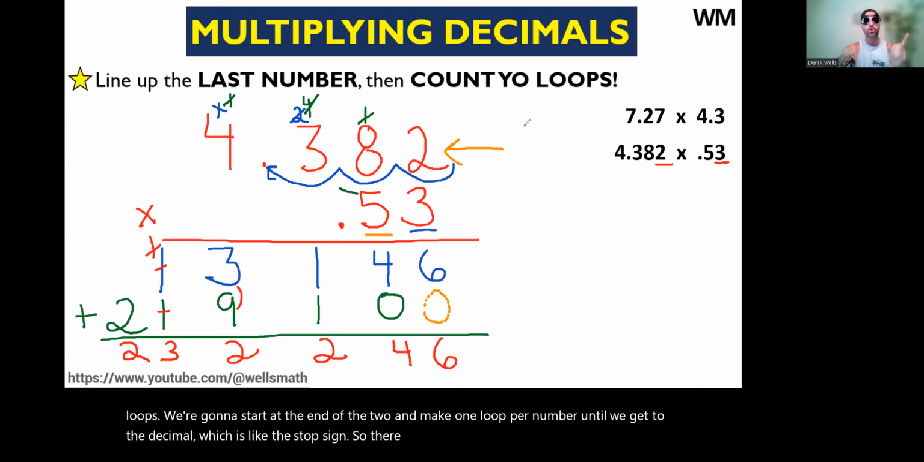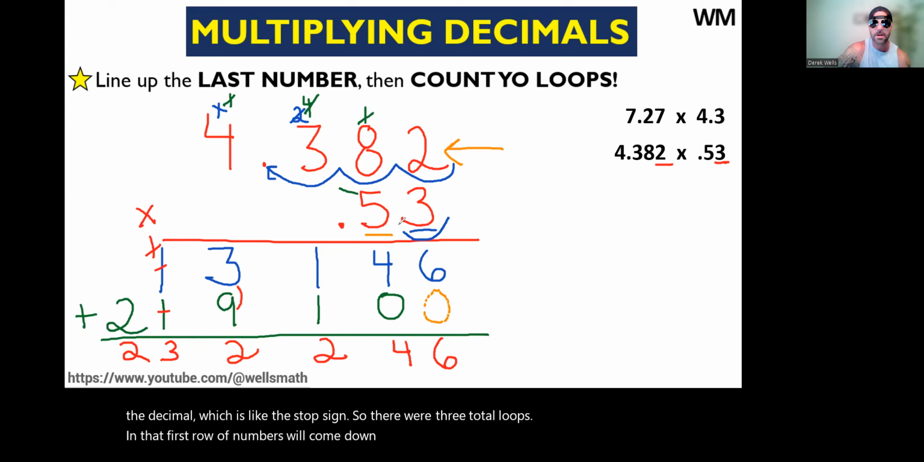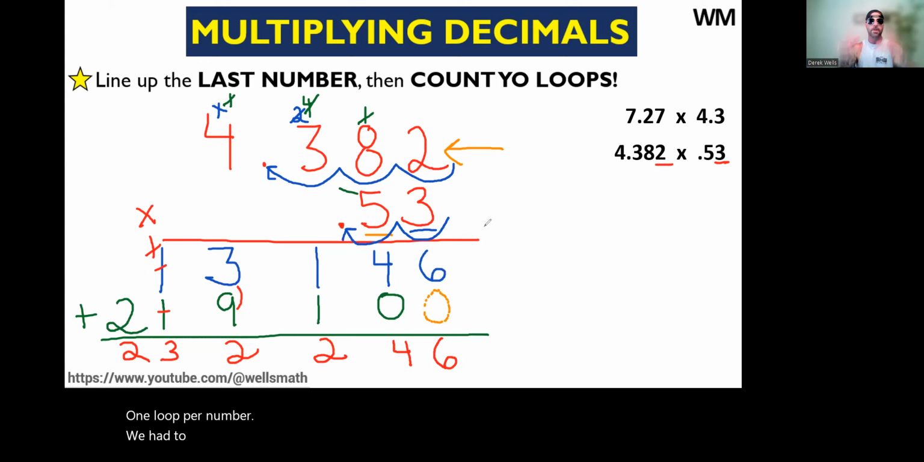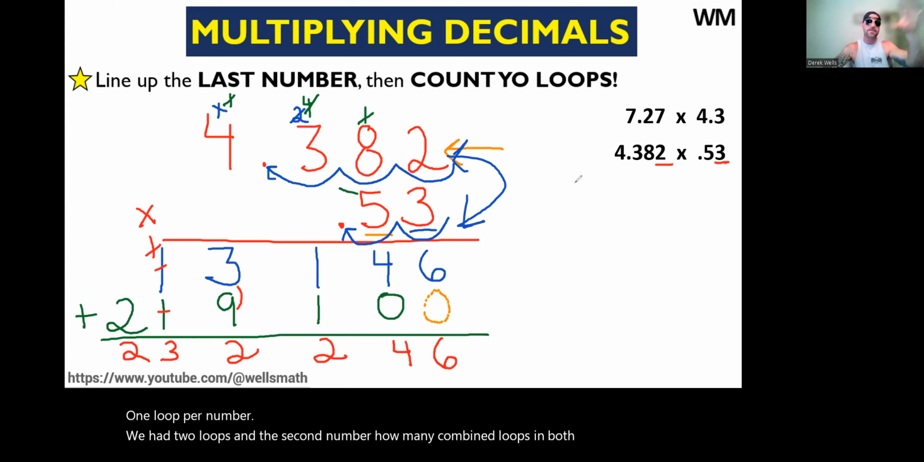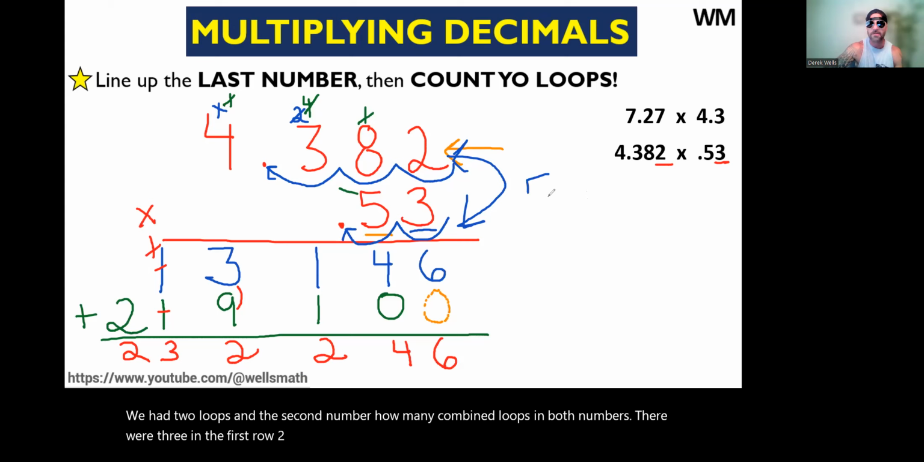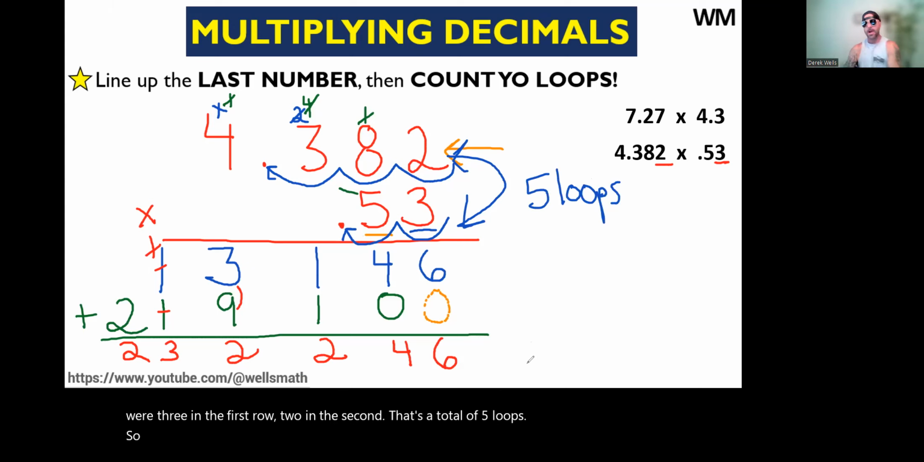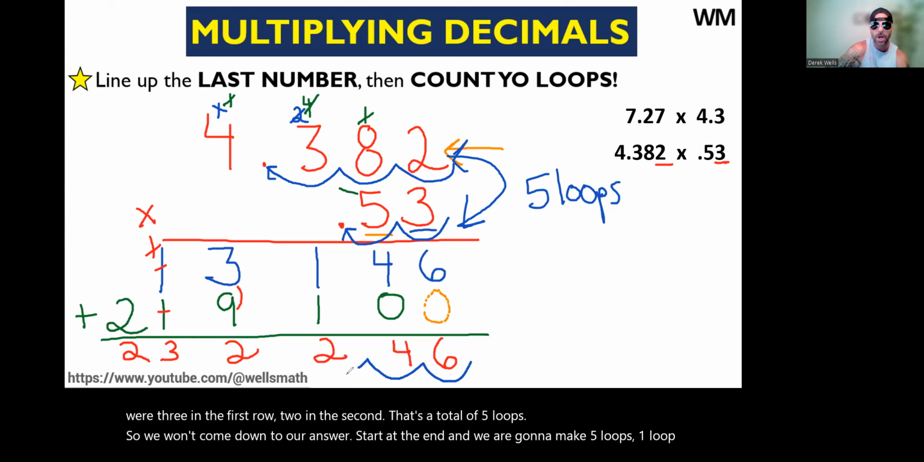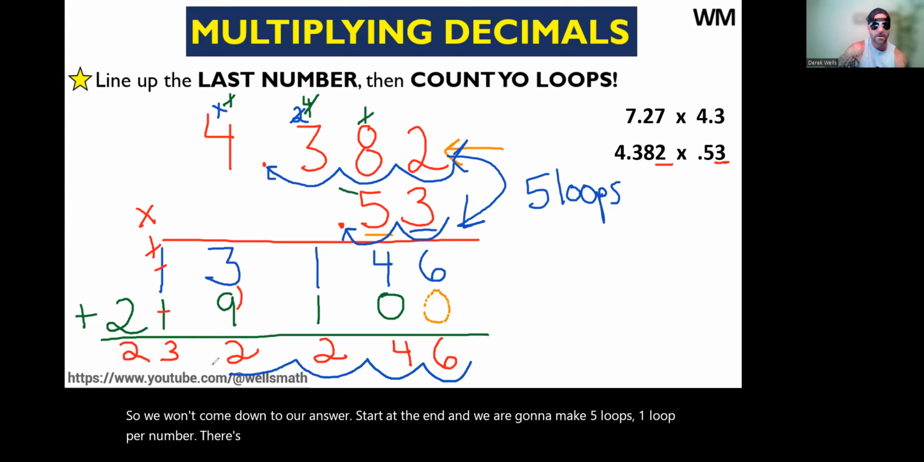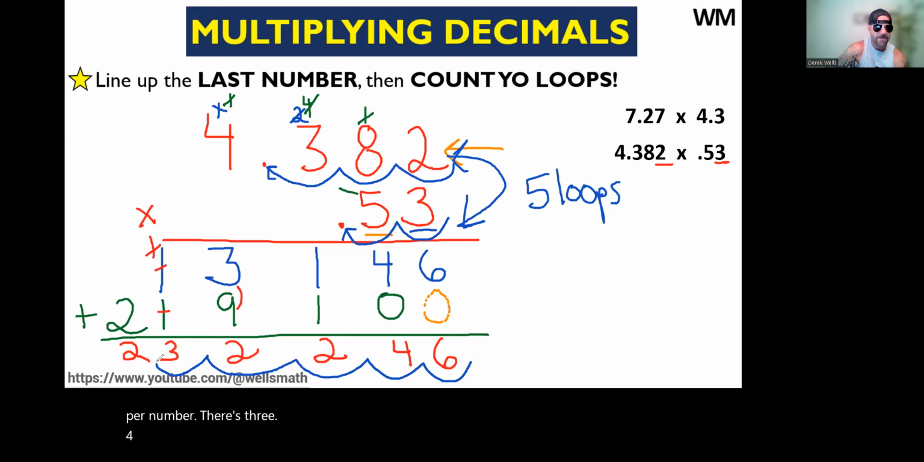So there were 3 total loops in that first row of numbers. We'll come down to the second number. 1 loop per number. We had 2 loops in the second number. How many combined loops in both numbers? There were 3 in the first row, 2 in the second. That's a total of 5 loops. So we will come down to our answer, start at the end, and we are going to make 5 loops. 1 loop per number. There's 3, 4, 5. Our decimal goes right there.